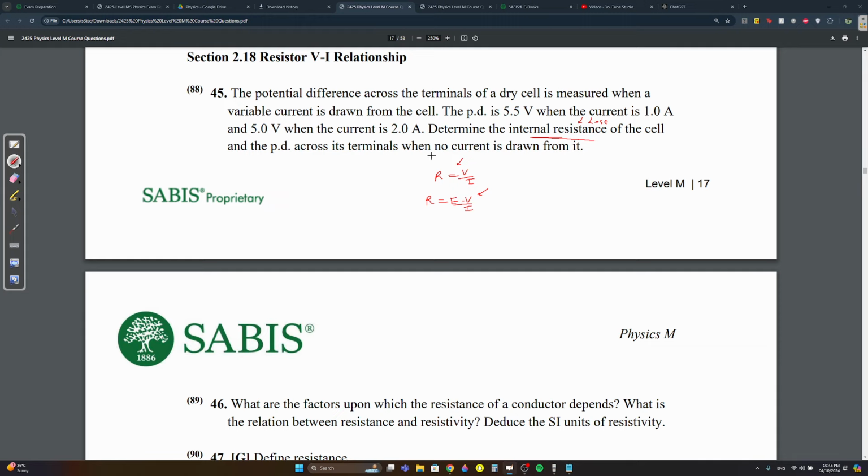Okay, let's see. They want us to determine the internal resistance and the PD when no current is drawn from the cell. Now what do we have? We have the voltage and we have the current, right? So let's rewrite this equation. We don't have the resistance, we have the current.